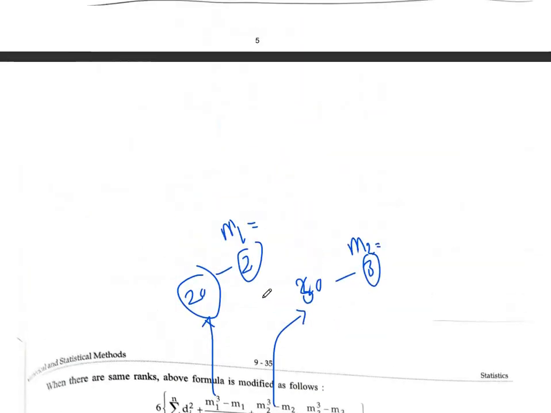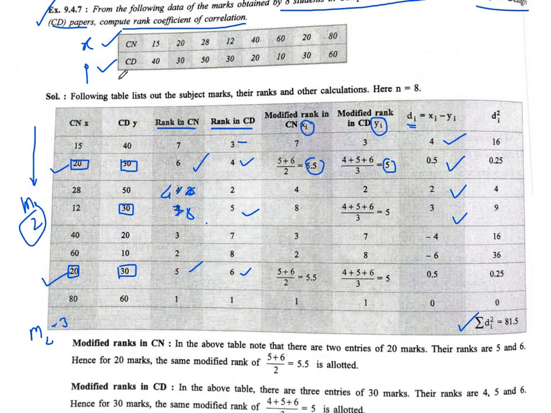So this type of problems are there. Whenever the marks are given for a particular subject, we have to check the ranks for the common marks, and then calculate the average of those for the modified rank. When there are common marks, we take the average. So here is 20, we see which ranks we have given, and then take the average of that. So 5 and 6 are the ranks for 20. We take 5 plus 6 divided by 2.